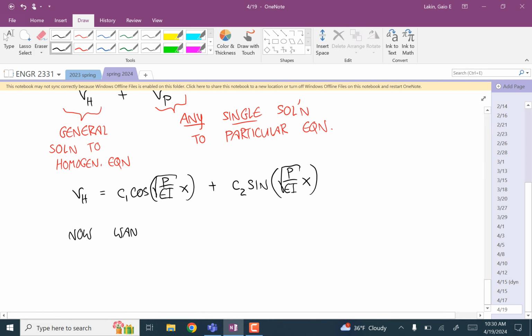So now we want any single solution to the particular equation.